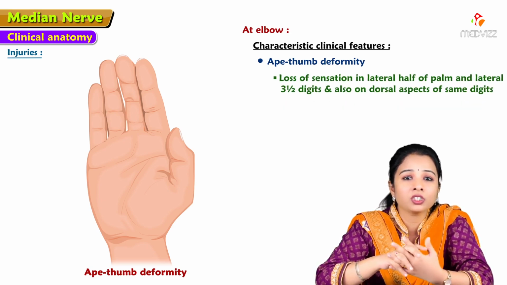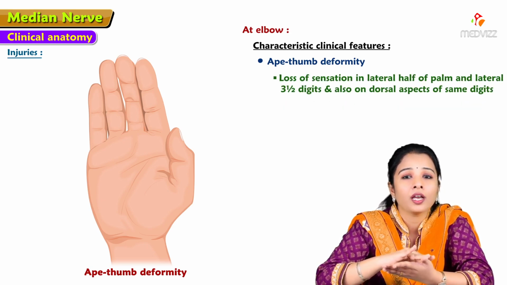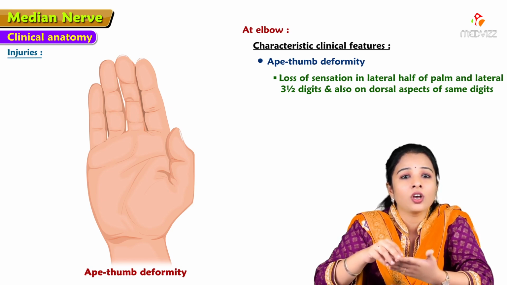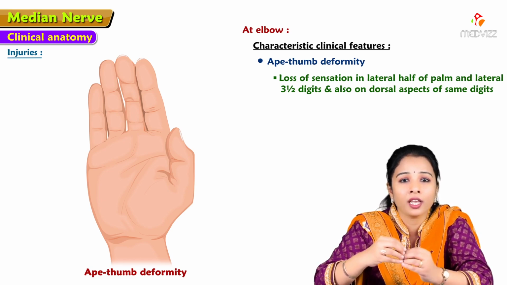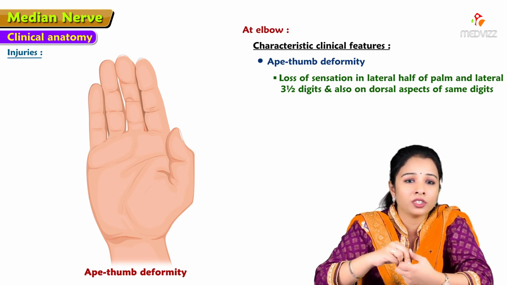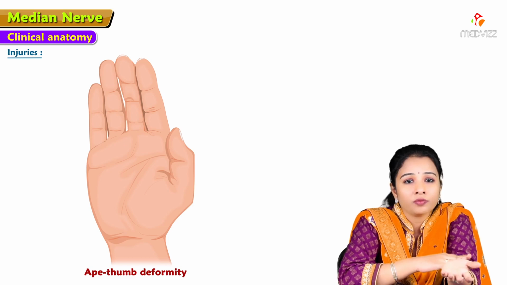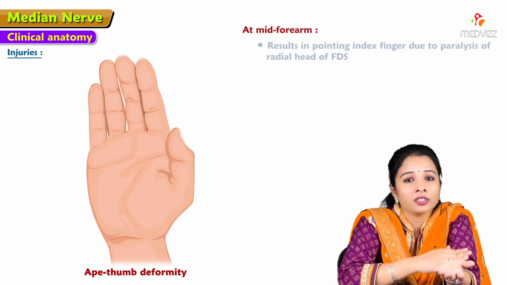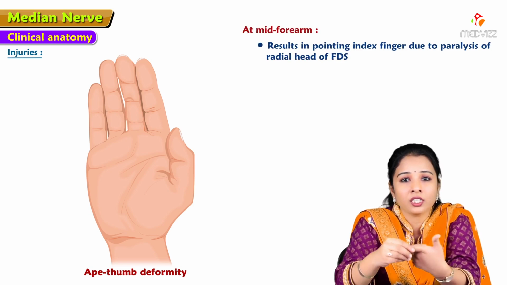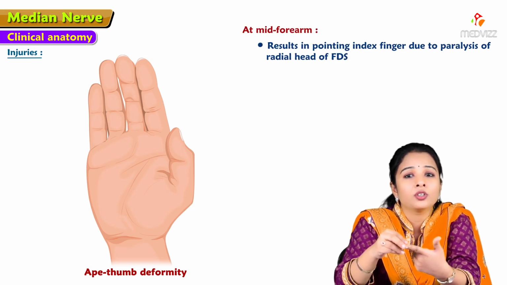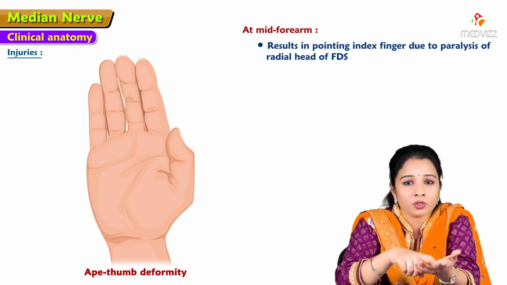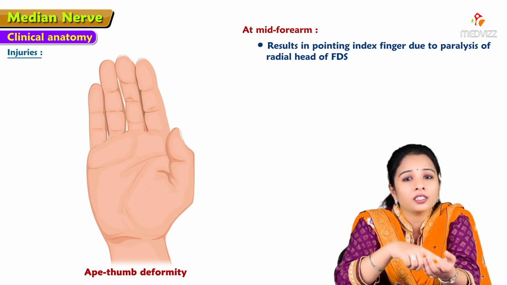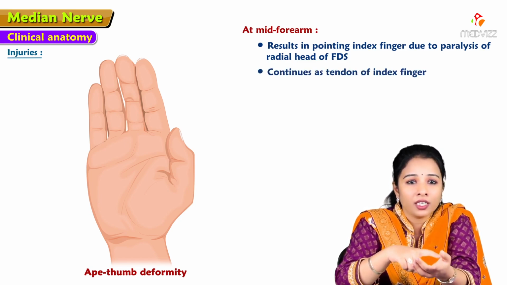There is loss of sensation in the lateral half of the palm and lateral 3.5 digits, also the dorsal aspect of some digits, including the nail beds of 3.5 digits. The injury of this median nerve in the mid forearm results in the pointing of the index finger, due to the paralysis of the radial head of flexor digitorum superficialis muscle.